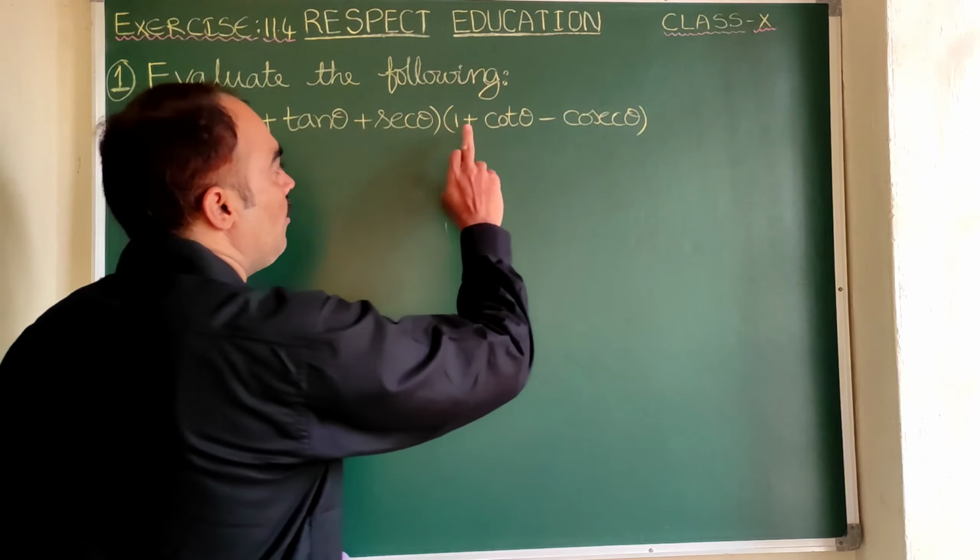Now here you see the question. Evaluate the following means we should find the value of this. The value of this expression is equal to 2. So with this, the first problem, first bit gets completed.